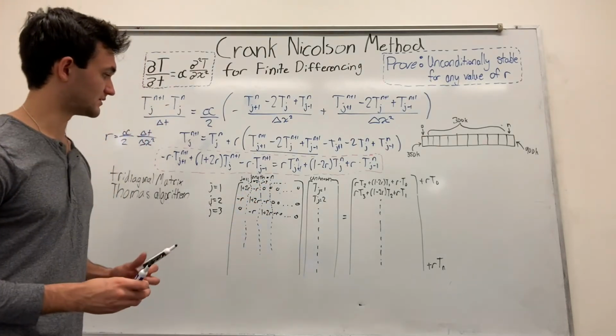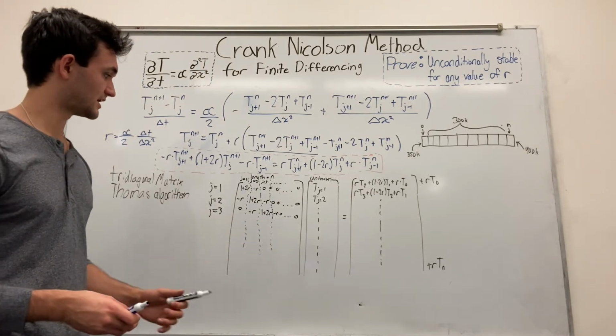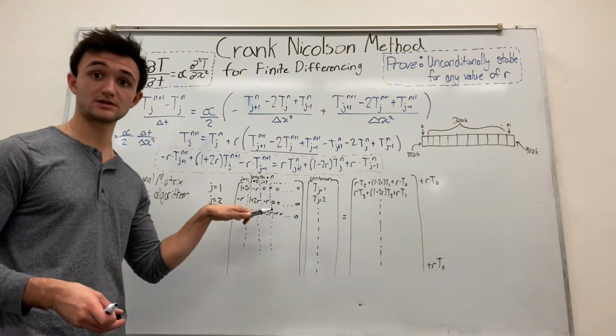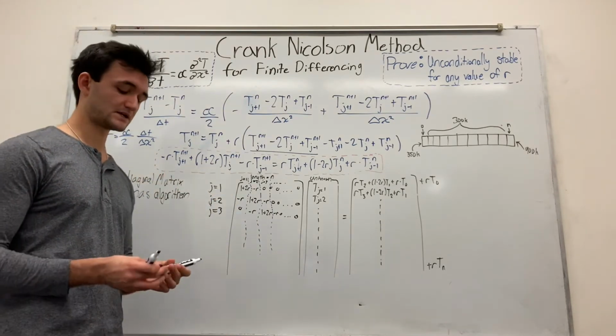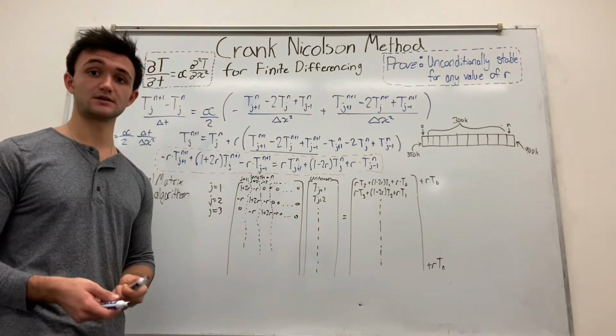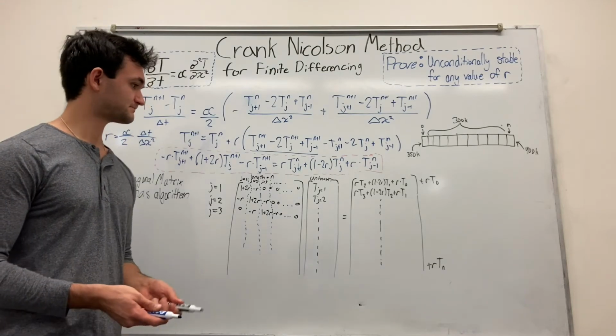Basically it's going to continue forward where you're going to have these 3 terms. So that's where the tri-diagonal matrix comes from, going diagonal, and the rest of the terms are going to be 0.